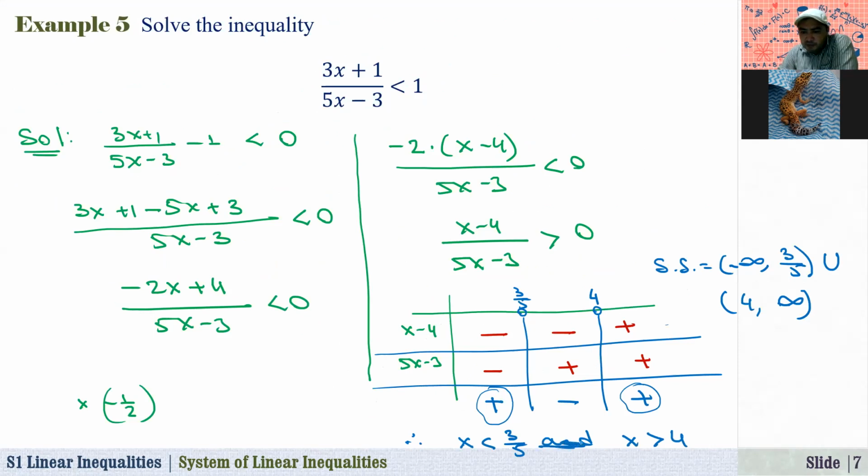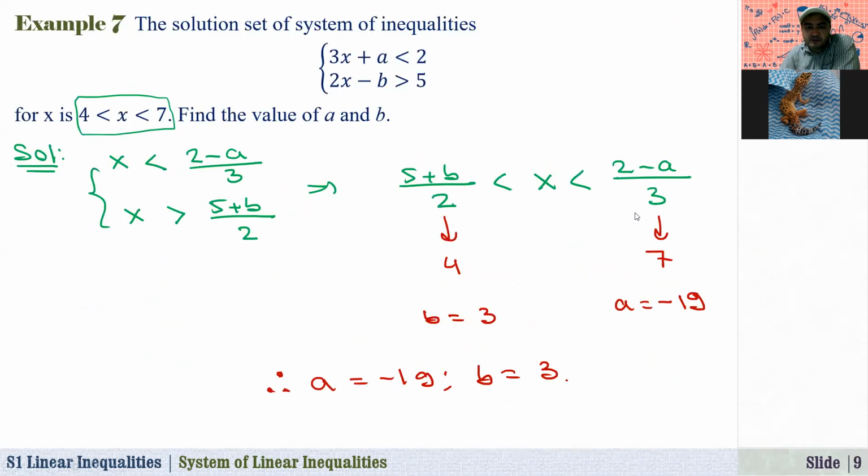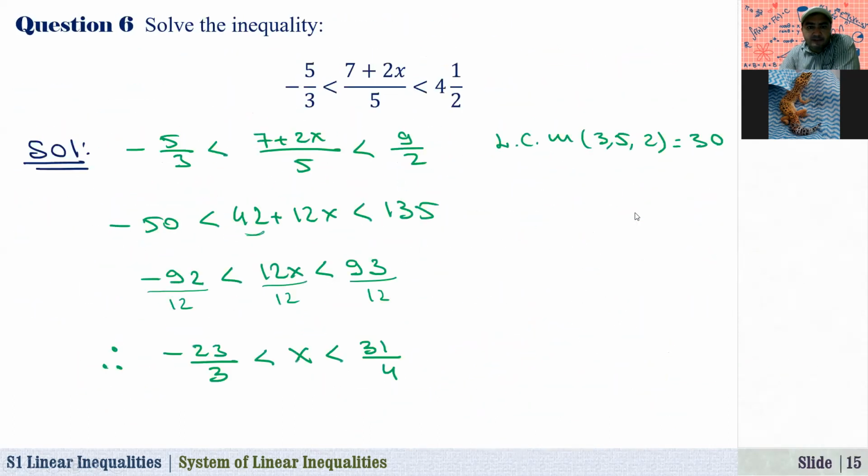Actually, here it should be or, not and. I've just realized that.